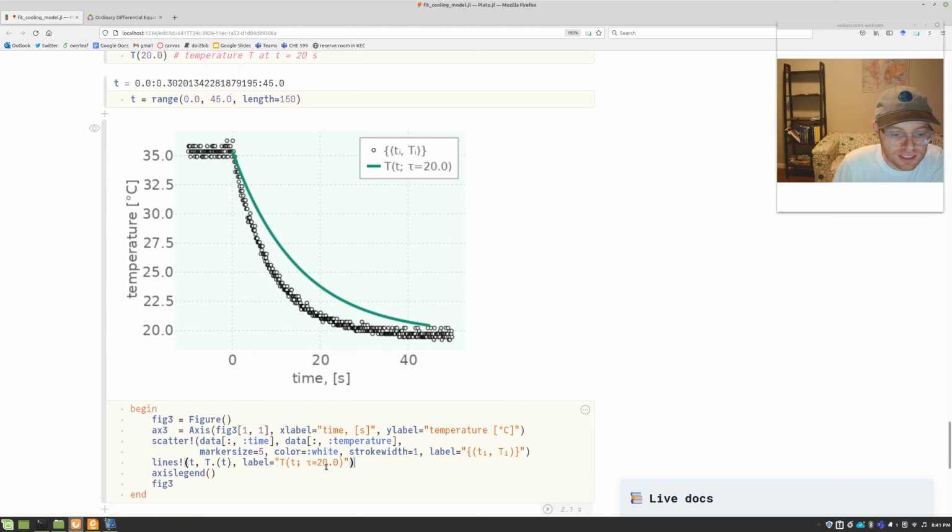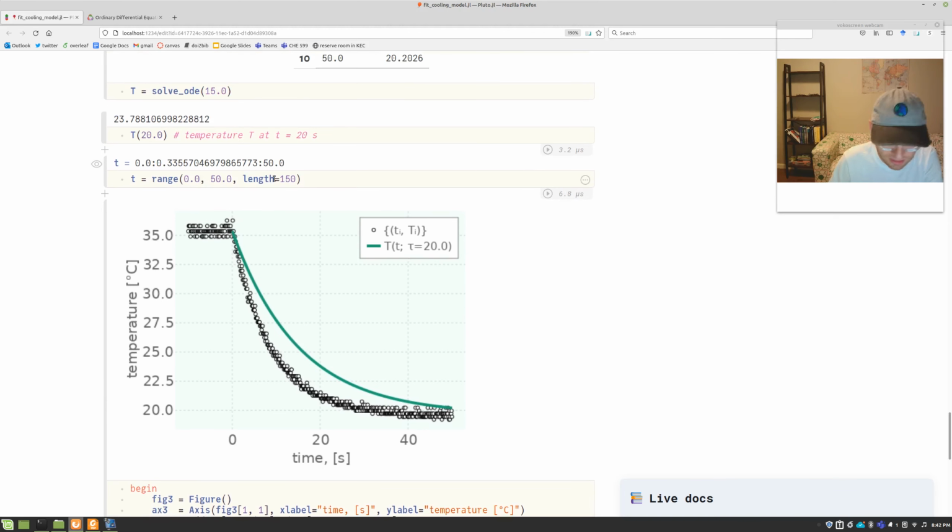Oh yeah, and you can see here, first of all I need to go to a bit longer time, so let me go up to 50. Okay, so this is your model and this is your data. And you can see that basically the heat transfer is a bit too slow. So it's taking too long to reach equilibrium, so tau needs to be a bit smaller. And so you can imagine you tune tau. So all right, let's make it a little bit smaller.